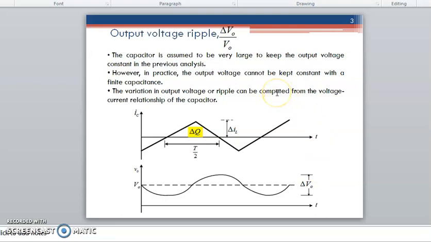So for voltage ripple, which is delta Vout divided by the output voltage, at this condition we consider the capacitor to be very large, such that the output voltage will be stabilized and constant. However, in practice, the output cannot always be kept constant.